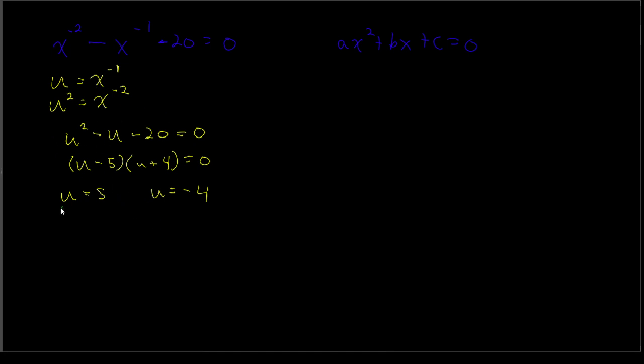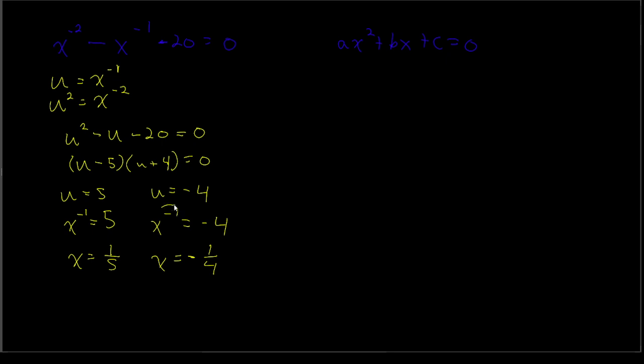And now we can back substitute. We'll say x to the negative first equals 5 and x to the negative first equals negative 4. We'll take each power to the negative first, so x equals 1 over 5 and x equals negative 1 over 4.